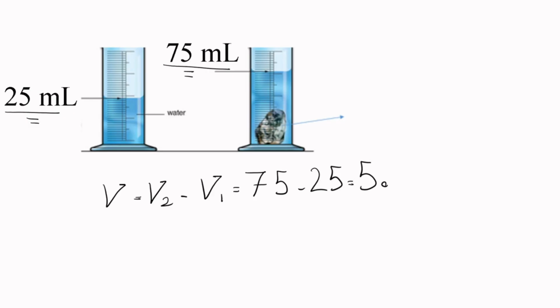50. What is the unit of this 50? Both of them are milliliters, so I can write milliliters. And because a milliliter is equal to a cubic centimeter, I can also write 50 cubic centimeters. This is the answer of this example.